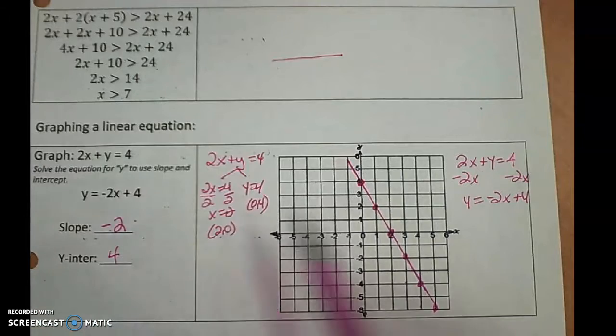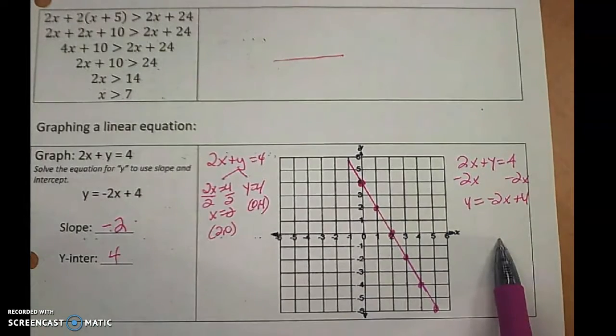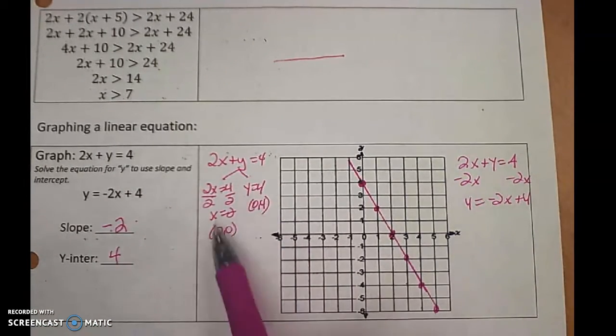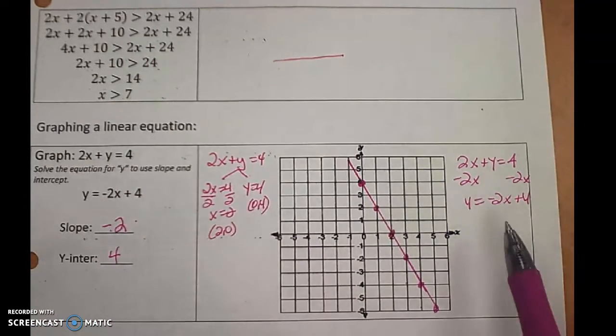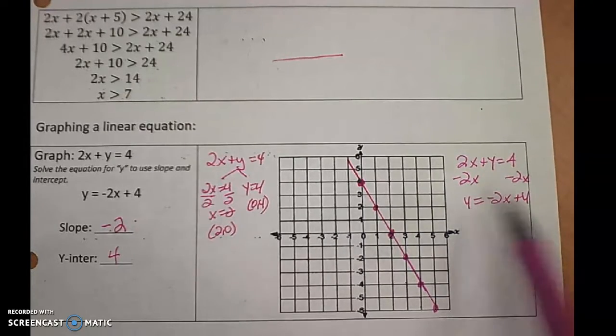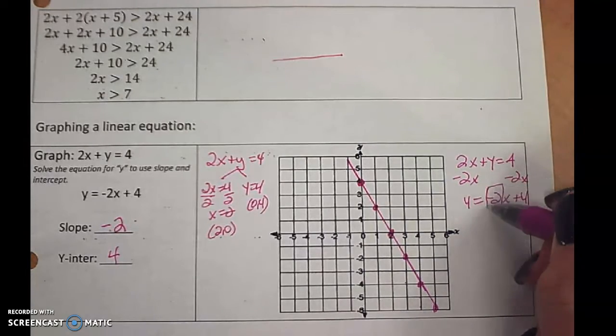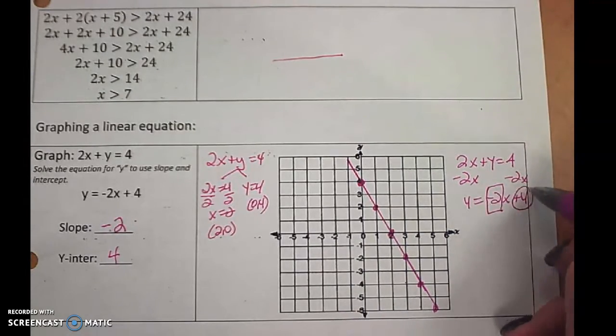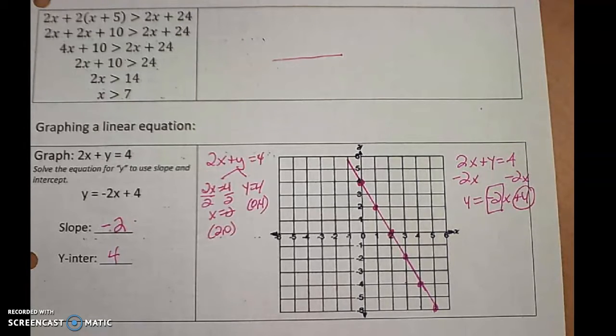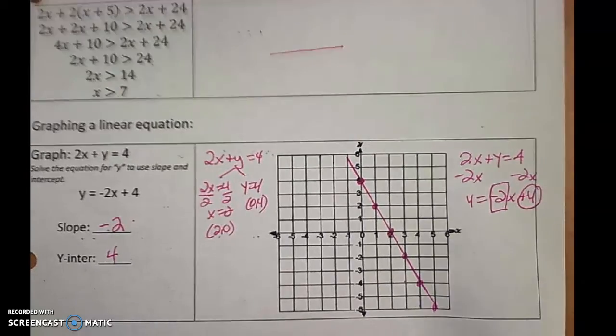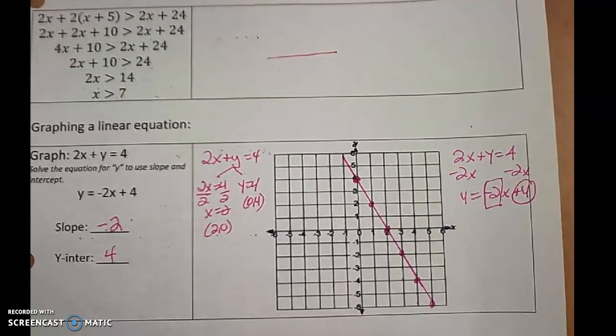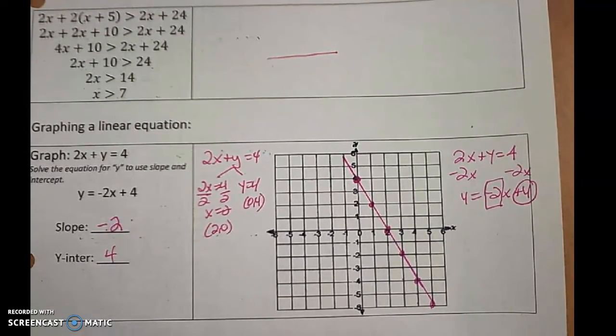So these are the 2 ways I've taught you how to graph a linear equation. Standard form, get the x and y-intercepts. Slope-intercept form, solve for y, and get the slope, the number in front of x, and the y-intercept. We should be really good at graphing a linear equation at this point. So if you are, this next unit on linear inequalities is going to be fairly easy for you.